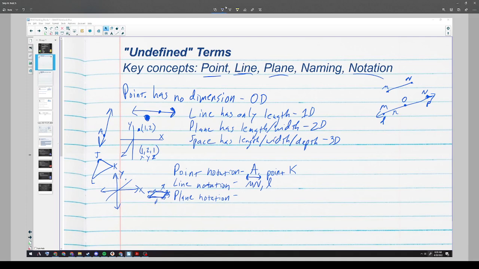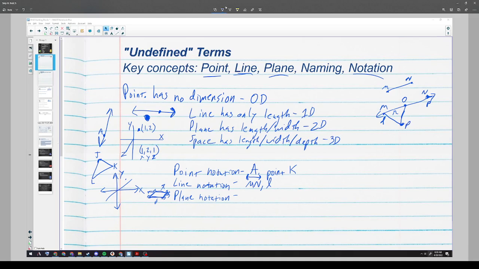So to define a plane, we need more than 2 points, because 2 points make a line. But if I make another point off of that line, so somewhere like over here, that defines a 2-dimensional shape. And the most basic, smallest 2-dimensional shape we can define is a triangle. So once we have 3 points that aren't all on the same line, we've defined a plane by those 3 points. So M, O, and P define a plane.